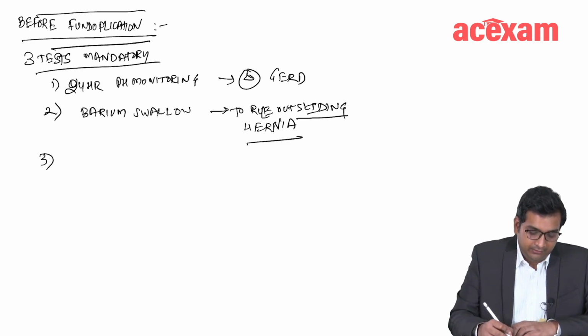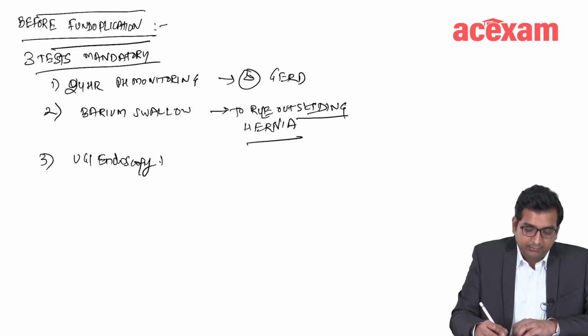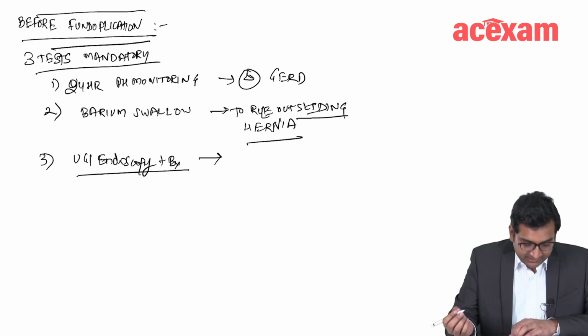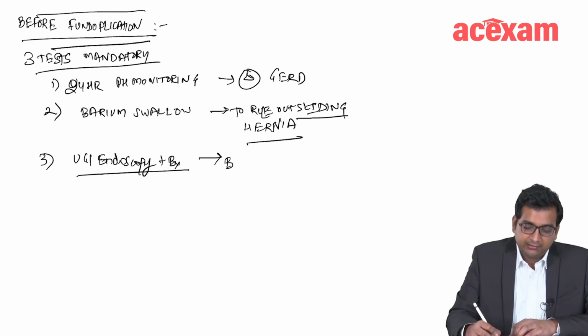And we'll also go for upper GI endoscopy and biopsy. Okay, why upper GI endoscopy and biopsy? It is done to rule out Barrett's esophagus or Barrett's metaplasia. To rule out Barrett's esophagus.